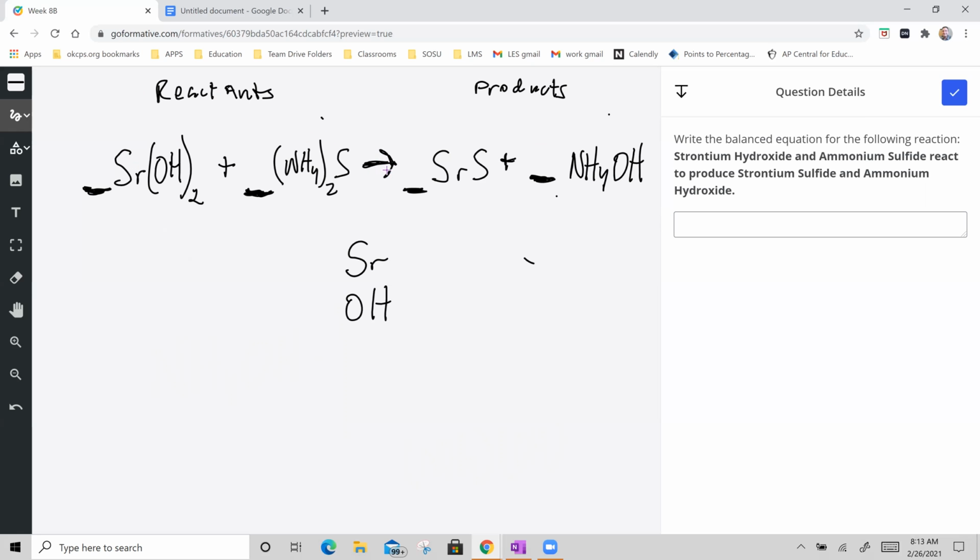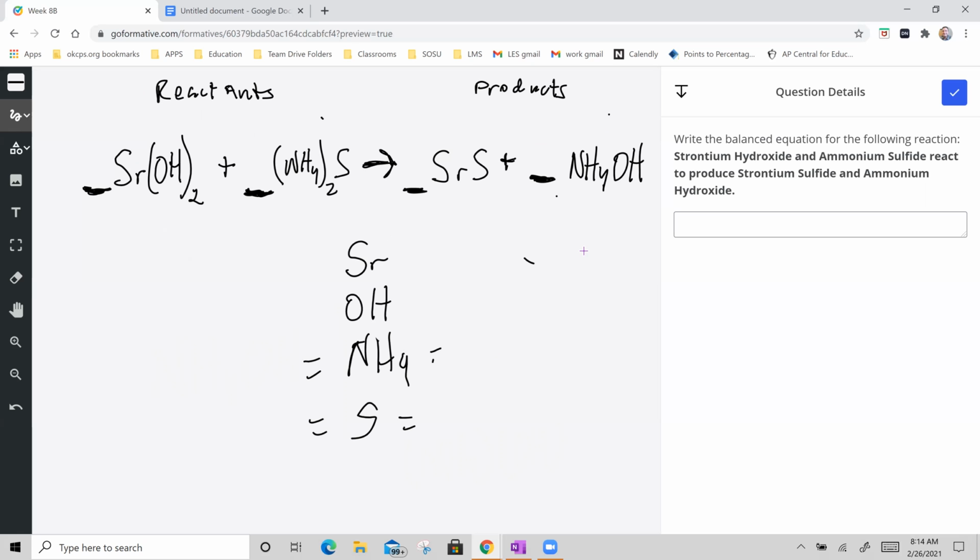Here's the dividing line between reactants and products. And then we have ammonium, NH4. And we see that on both sides of the equation, NH4 and NH4. And then we have sulfur.